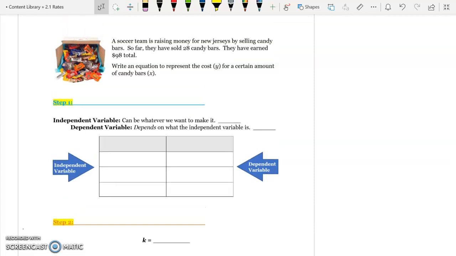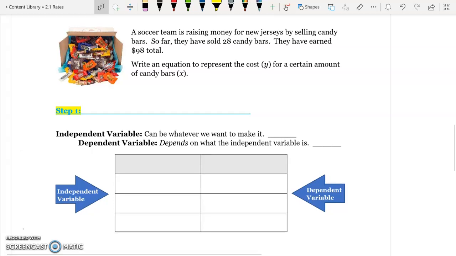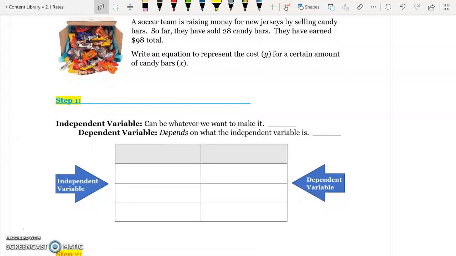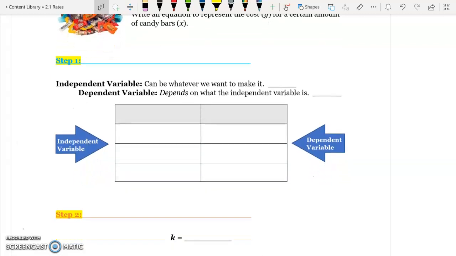Okay, so by now, hopefully you've had a chance to chat with your group about this second example. And now we are going to quickly go through the answers. So a soccer team is raising money for new jerseys, and they're doing that by selling candy bars. They've sold 28 candy bars so far and have earned $98. We want to write an equation to represent the cost for a certain amount of candy bars. So again, step one is to do our table.